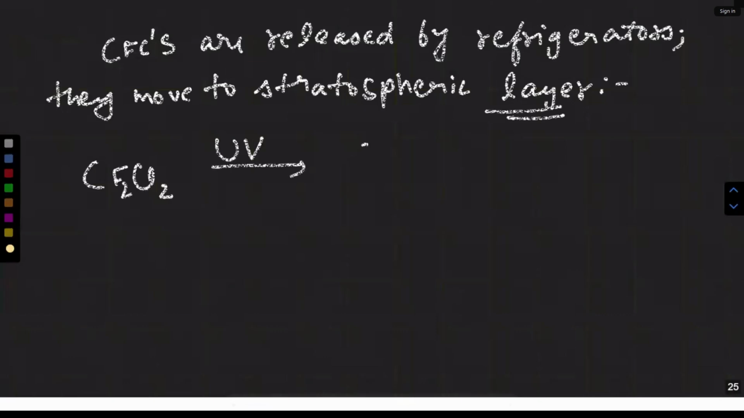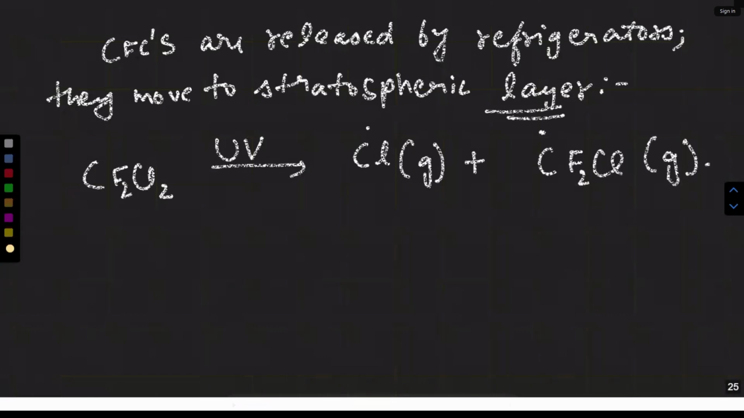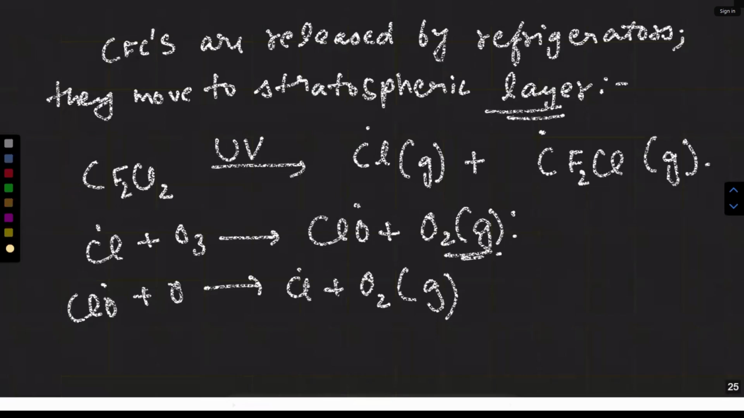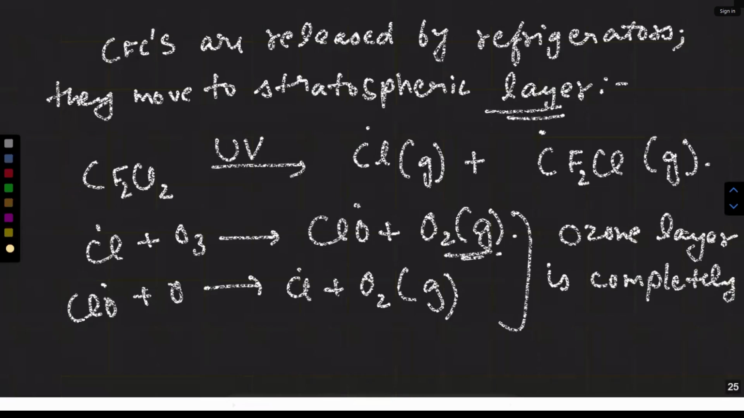Due to UV radiation, it breaks down to free radical Cl, of course in gas form, plus CF2Cl is left alone, again in the form of a free radical. Then this Cl free radical combines with ozone, sorry, to form ClO free radical plus oxygen, again in gaseous form. So this ClO free radical combines with oxygen to form Cl free radical plus oxygen. So in this way, the ozone layer is completely depleted.